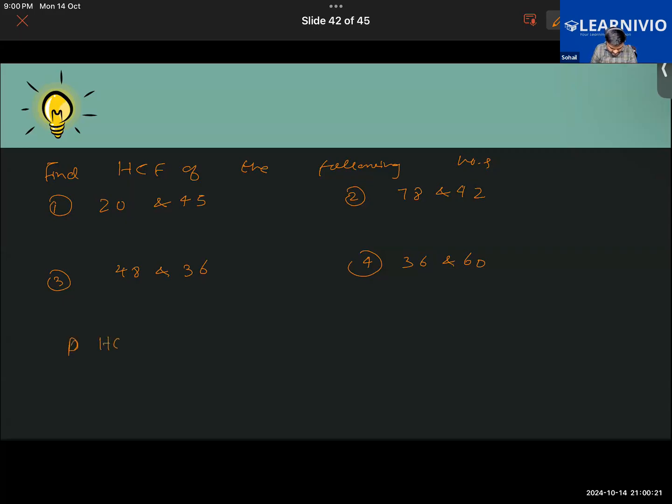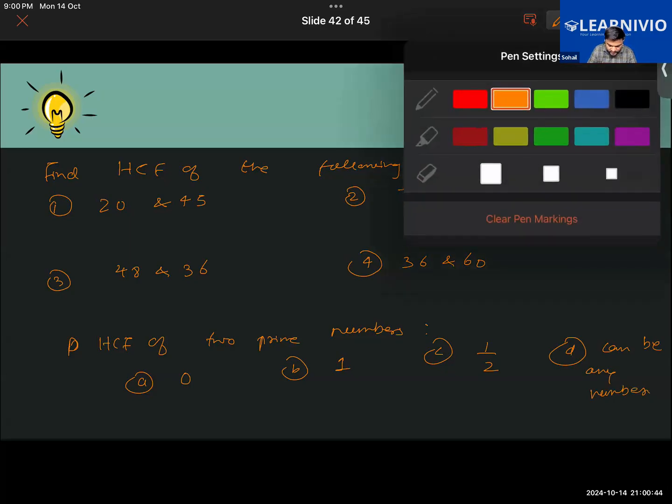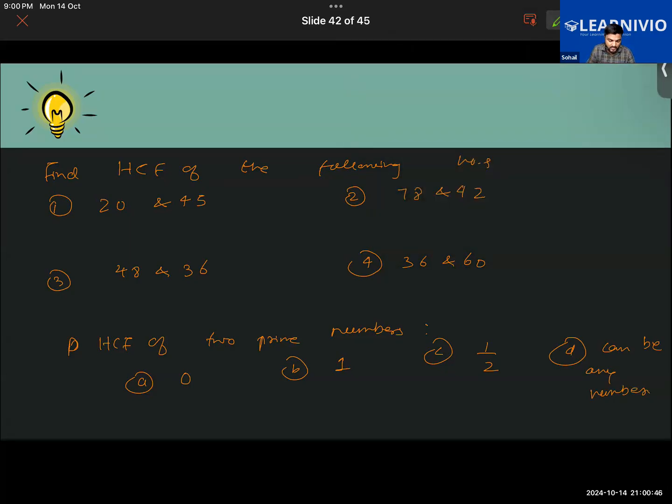What is the HCF of two prime numbers? Your options are: it is 0, it is 1, it is 1 upon 2, it can be any number. HCF of two prime numbers. It is 1. Can you give an example of this?